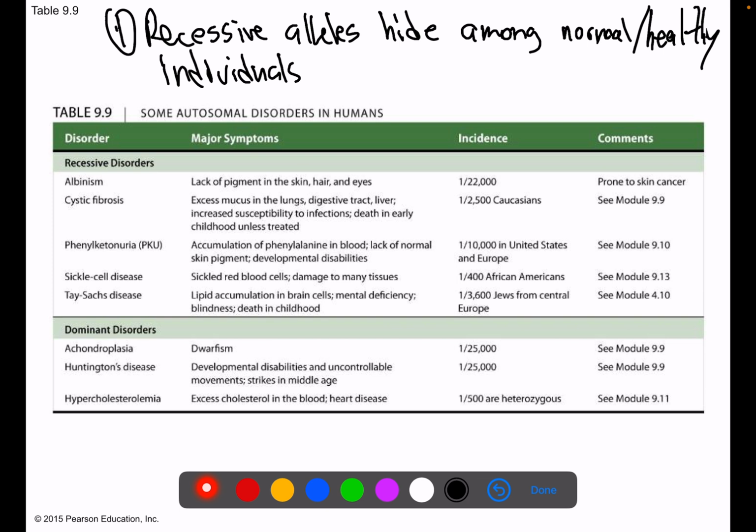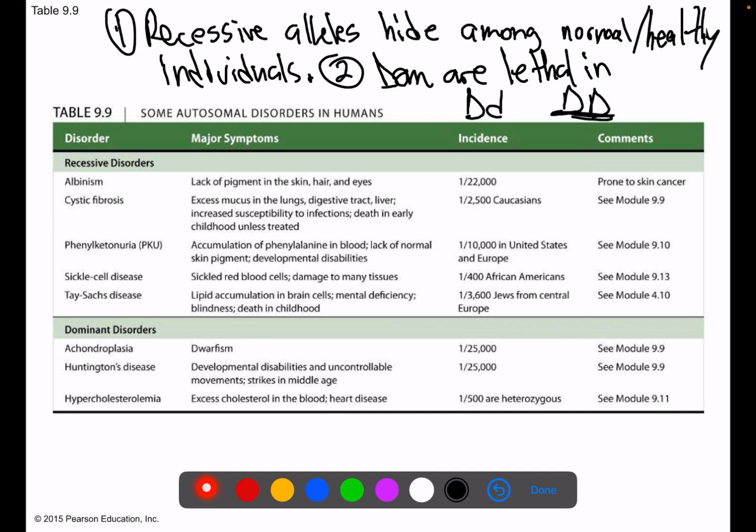The other half, number 2, is that dominant alleles tend to be lethal in the homozygous condition. So if you have dwarfism, you're big D, little d. But if you were to inherit 2 dominant alleles, that's lethal. And that removes dominant alleles from a population because they basically are eliminated with the death of a fetus that doesn't develop properly with this dwarfism.